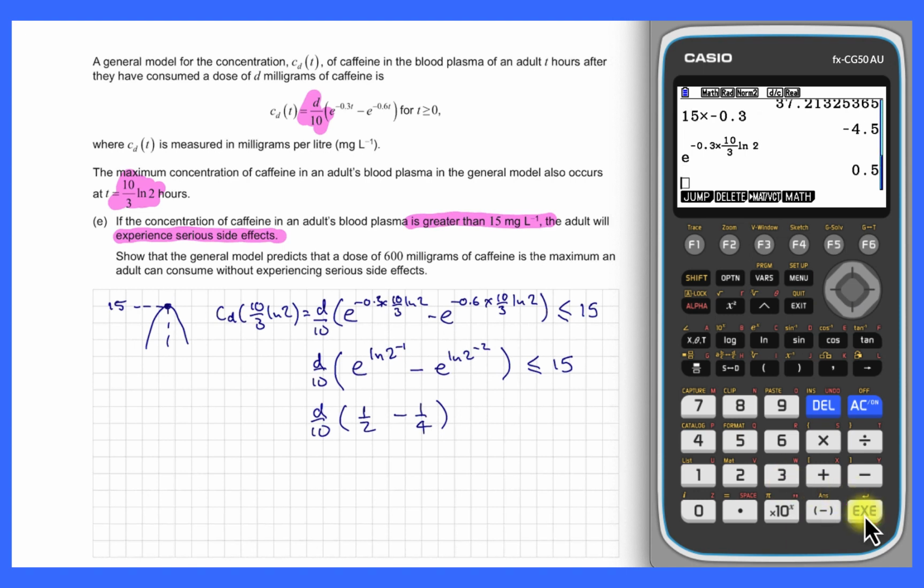But given that this is an exact operation, I thought I would try and do this without too much calculator work. We're now at a point where the numbers are looking quite nice. We end up with a half take a quarter is equal to a quarter. So we get d on 10 times a quarter. So that will be d on 40 is less than or equal to 15. And then by multiplying, we get d is less than or equal to 600, being 40 times 15. And that's our maximum dose. So if we want to stay below 15 milligrams, we have a maximum dose of 600.